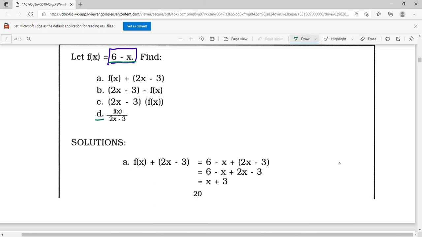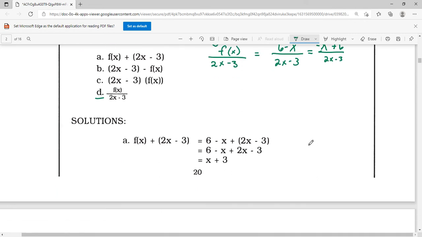Alright, for D, we're going to be dividing. So we're going to have f of x divided by 2x minus 3. So all we have to do is put our f of x value where the f of x is. So our 6 minus x. So the top is going to be 6 minus x, and the bottom is 2x minus 3. And I don't think that we might be able to reduce that. Let's see, if we swap that around and we had negative x plus 6 over x minus 3. No, there's not really anything we can do with that.